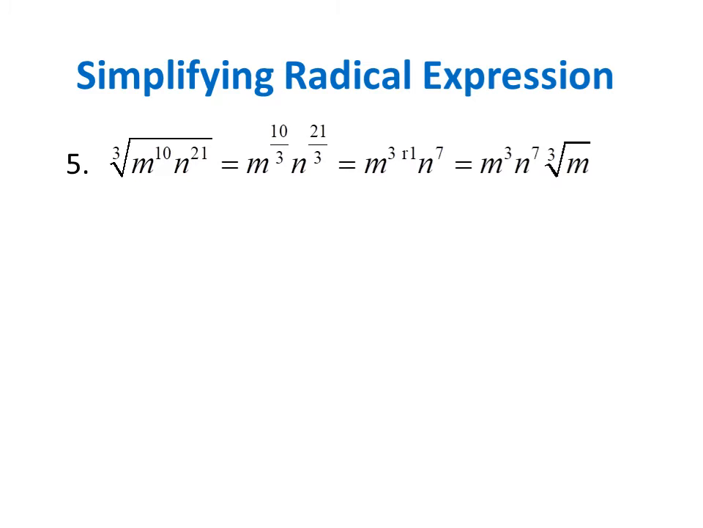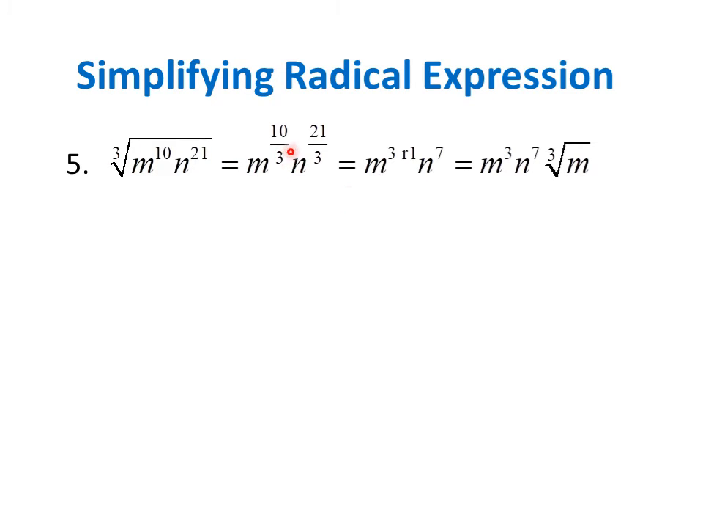Next, we have the cube root of m to the 10, n to the 21. How do we get the cube root? We divide the exponent of each variable by the index 3. So we have m to the 10, exponent 10, divided by the index 3, then times n to the exponent 21, divided by the index 3.